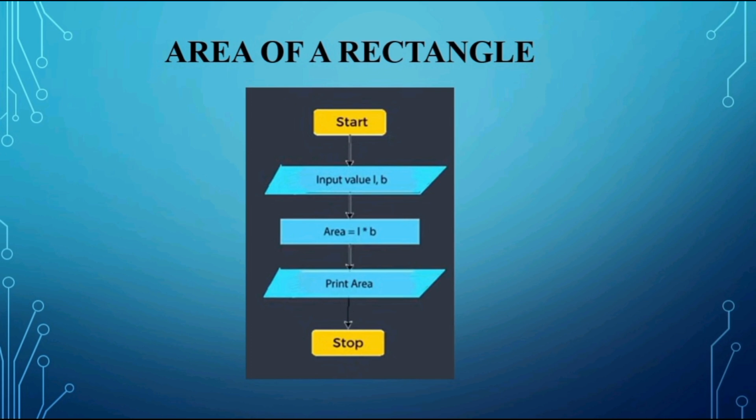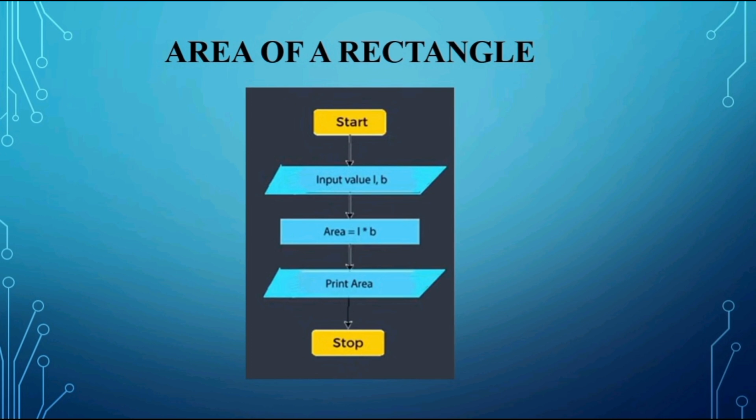After that we move to the next step. We need to input the values of length and breadth. This step is shown using the input and output symbol because we are giving information to the program. Once we have both the length and breadth, the next step is to calculate the area by multiplying them, like area equals length into breadth. This is done using the process symbol, which is used anytime the computer performs an action or calculation.